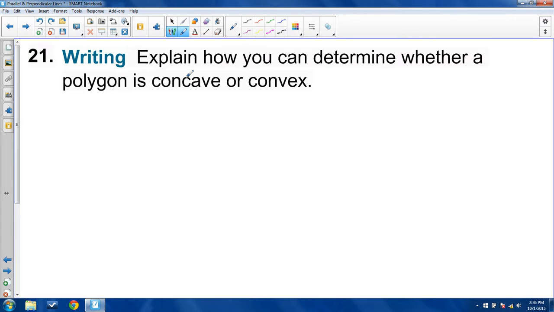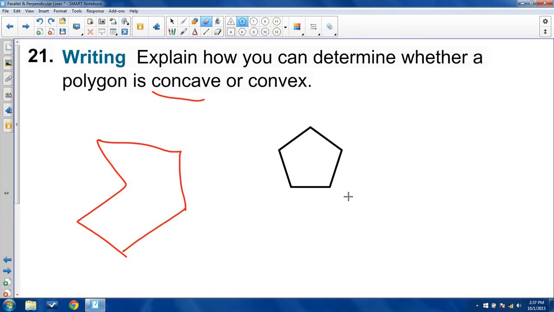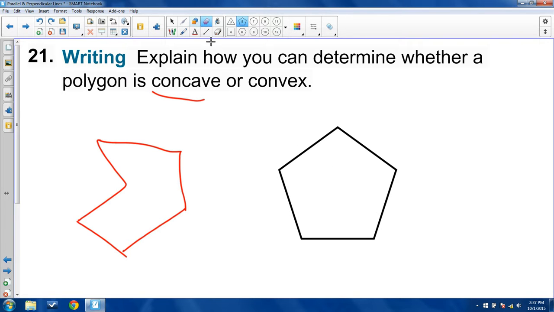Okay, number 21, explain how you can determine whether a polygon is concave or convex. Let's make sure we separate the two by drawings. Concave polygons are more irregular type. Maybe it looks something like this. Okay, convex polygon, let me just pull out my polygon tool, just make a pentagon for you. So here's a convex polygon, here's a concave polygon.